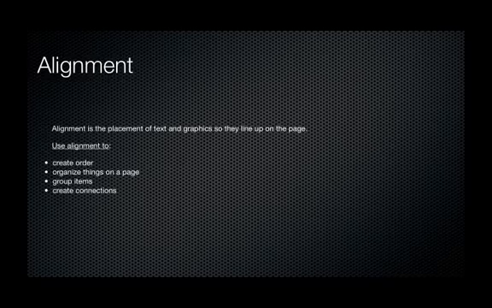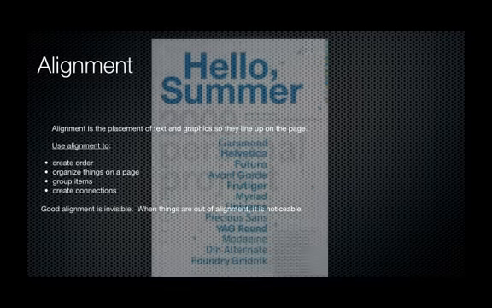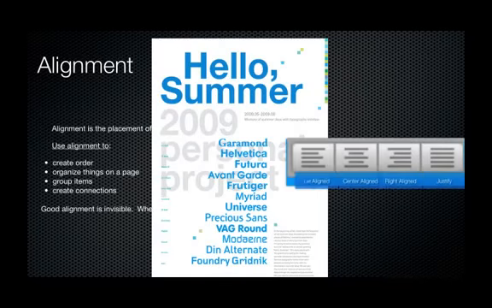Also, good alignment is always invisible. We don't even notice it's there. But when things are out of alignment, we definitely notice. Let's look at an example of different types of alignment. Here is an icon from an average word processing program like Word or Pages. And let's take a look at what these different types of alignment do.